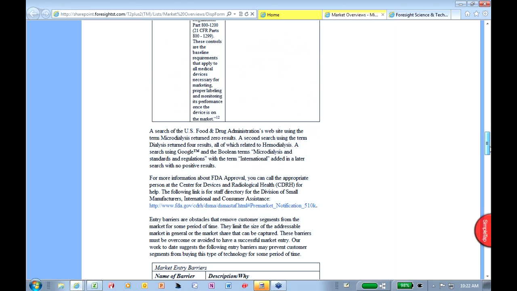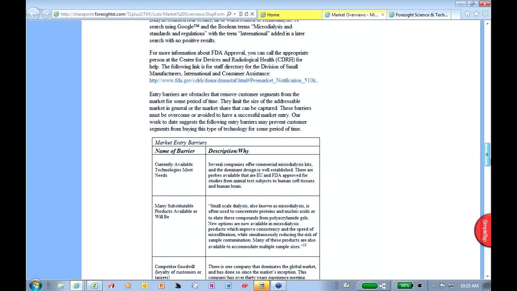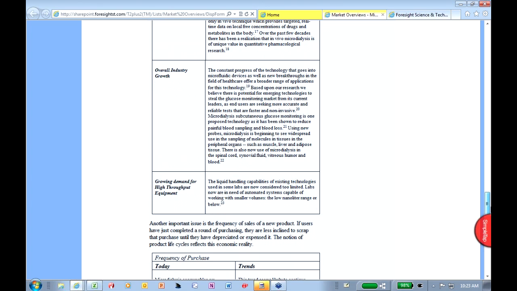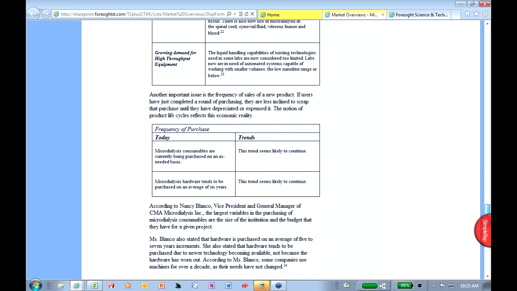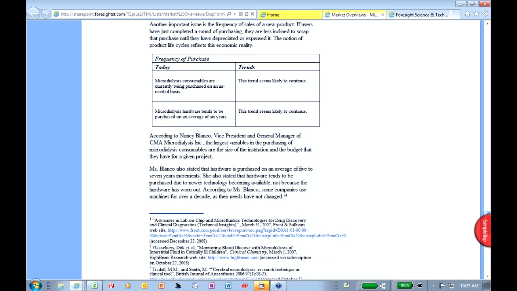Here, regulations and standards are often there. They're not relevant in every field, but they're there. Market barriers. Then we go down and there's market drivers. Here's some information on frequency of purchase that may have been very important to the person who requested this.